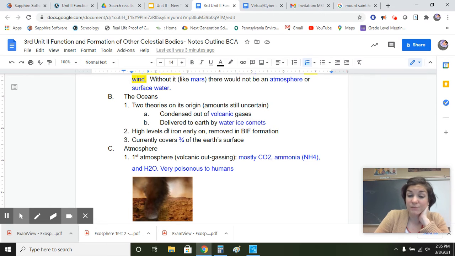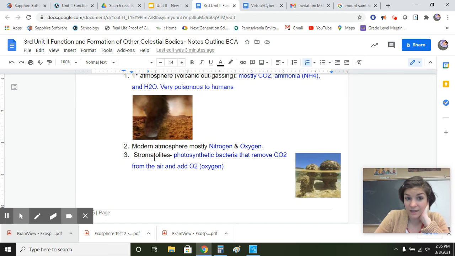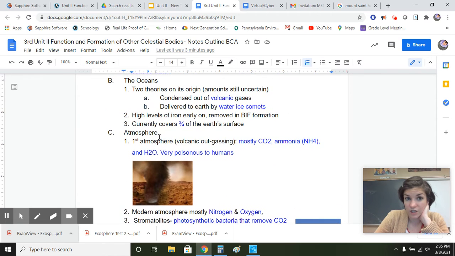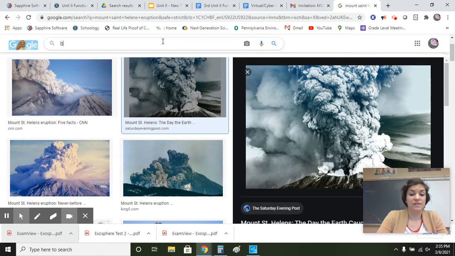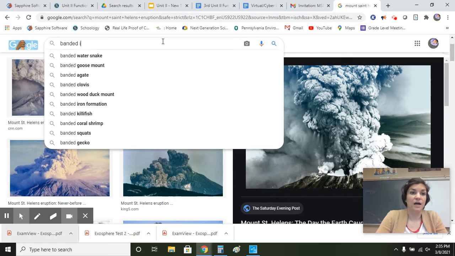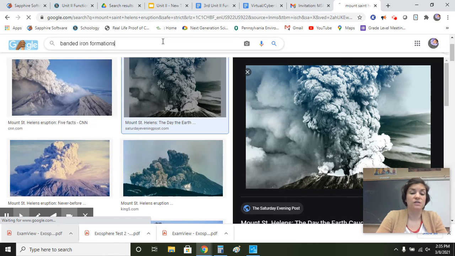So pretty much what happened is we had oxygen added into the atmosphere by something called stromatolites, which is a vocab word for sure. That oxygen interacted with the iron in the oceans, turned it into rust. The rust fell down to the bottom, and what we get are these crazy banded iron formations.